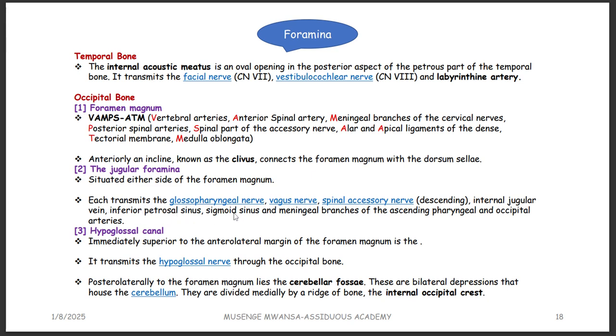We call it a jugular foramen because we have got the internal jugular vein passing there, inferior petrosal sinus, sigmoid sinus, and the meningeal branch of the ascending pharyngeal and occipital arteries. Now, these others might not make sense for now because it is very hard for you to know content that you really don't know how it's formed or what it plays. So you understand them very well if you talk about the sinuses.